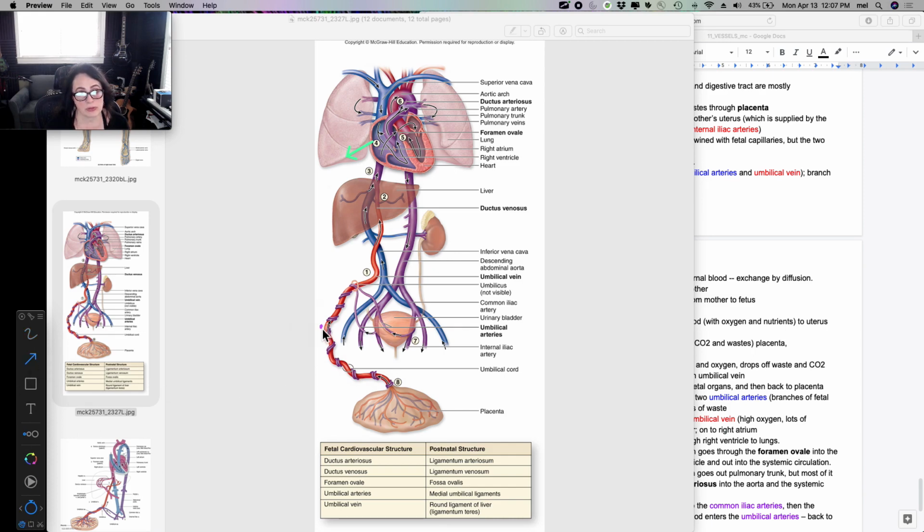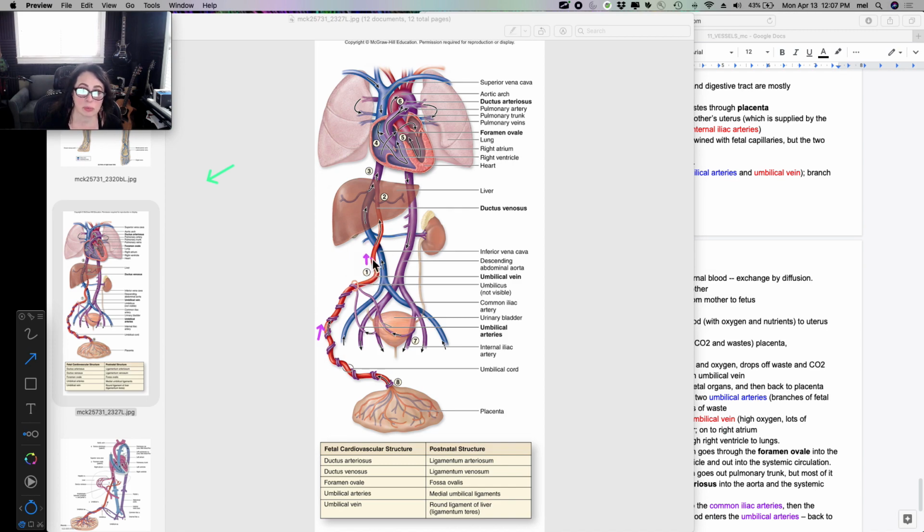The red one that you are seeing right there is called the umbilical vein. Why is it a vein? It's a vein because it is going to deliver blood back to the fetal heart, okay? It's going to deliver high oxygen, high nutrient blood back into fetal circulation. So this umbilical vein is right here, number one.